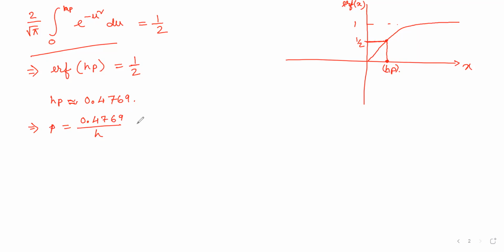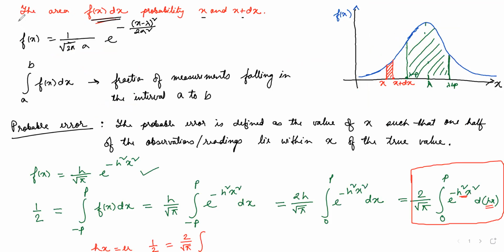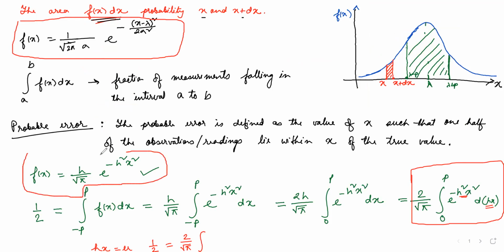And then as I said, there is a relation between H and sigma. So let me come back to that. This is the expression for the Gaussian distribution, and this is the same expression for the Gaussian distribution when lambda is 0. So if I take lambda equal to 0 here, what is now H? From this also you can see H is 1 by root 2 pi sigma.